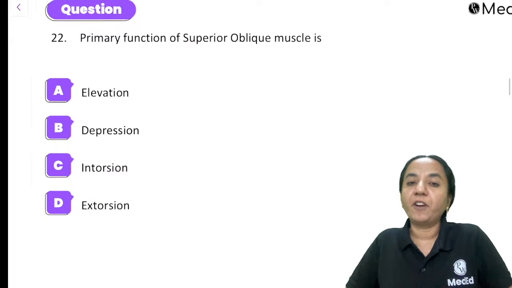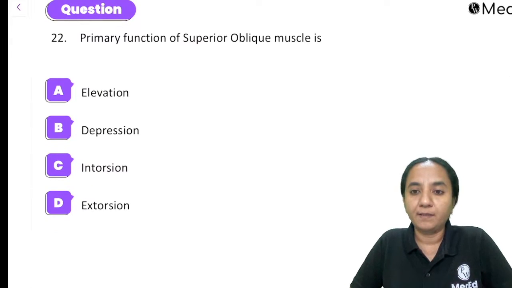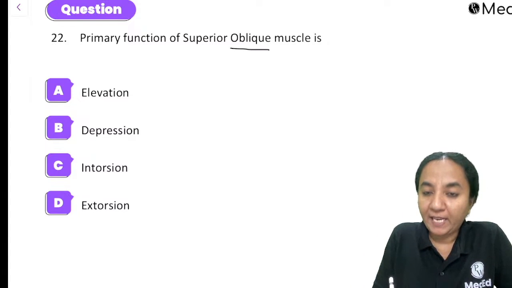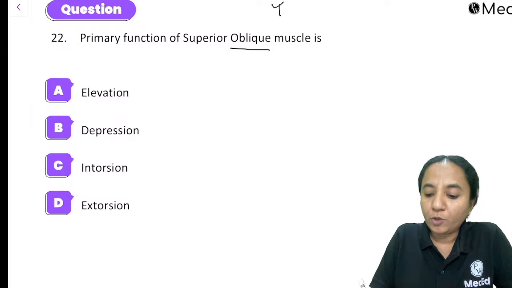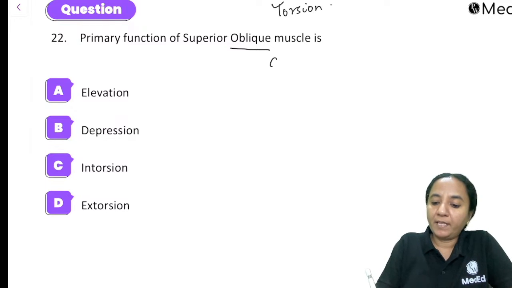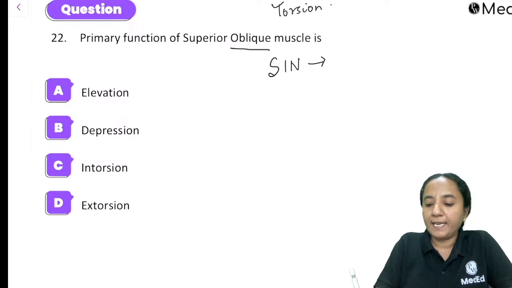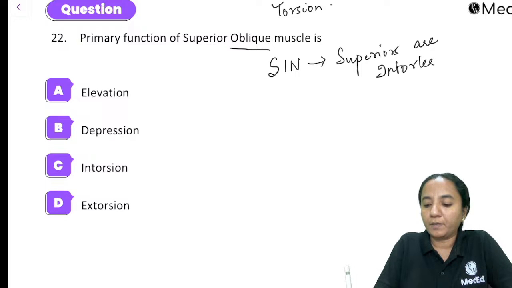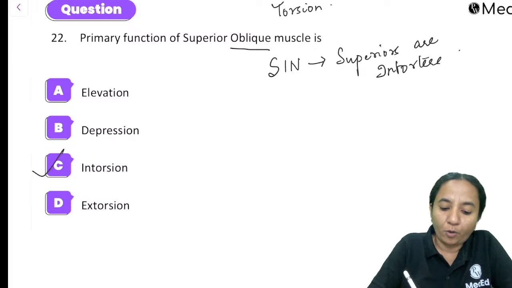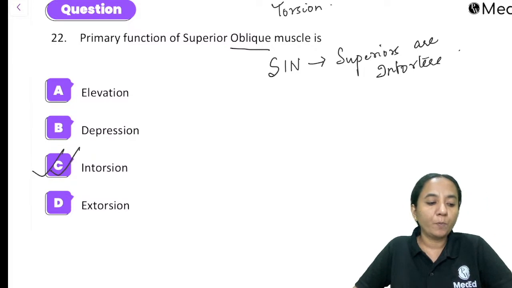What is the primary function of the superior oblique muscle? Now for this, please remember that for obliques, the primary function is always torsion. So they are rotatory muscles. We remember this with the mnemonic SIN. What is SIN? SIN stands for superiors are intorters. So the primary function of the superior oblique muscle is intorsion.